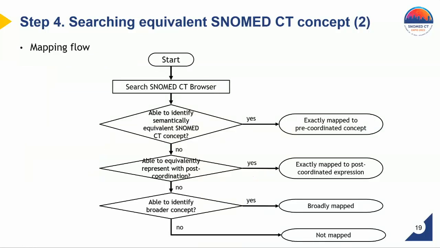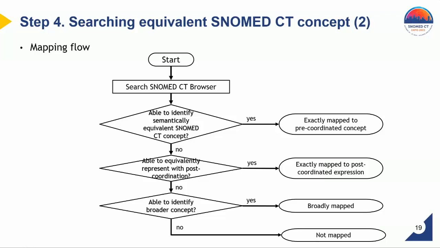Then we followed this flow when mapping to SNOMED CT concepts. Using the international version of SNOMED CT browser, we first searched for a semantically equivalent SNOMED CT concept. If we were successful on this step, we would conclude that the source term is exactly mapped to pre-coordinated concept. If not, we would move on to the next question, which is about equivalently representing the source term with post-coordination. If successful, then the source term would be exactly mapped to post-coordinated expression.